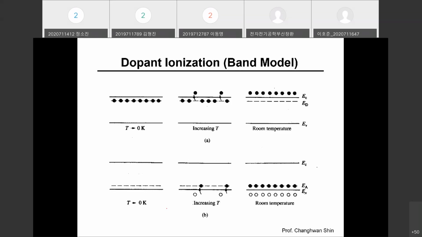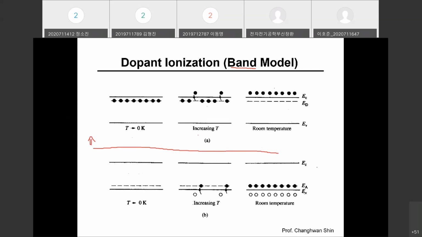Next one is dopant ionization drawn in band model. In the previous lecture, I explained what the band diagram is. But in this slide, let's figure out how dopant atoms are ionized electrically, and how those processes are drawn and illustrated in the energy band diagram.